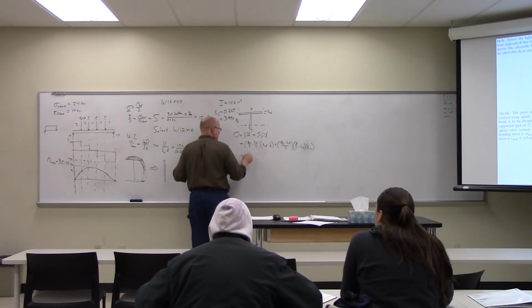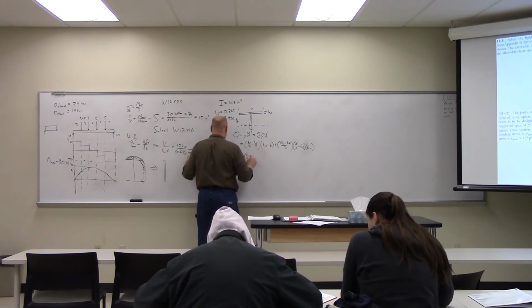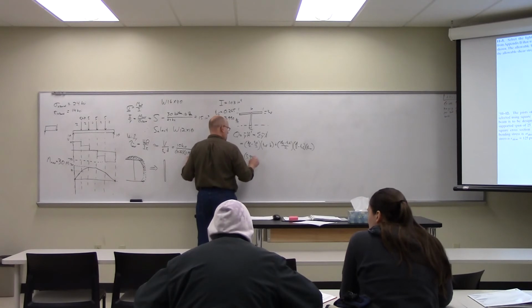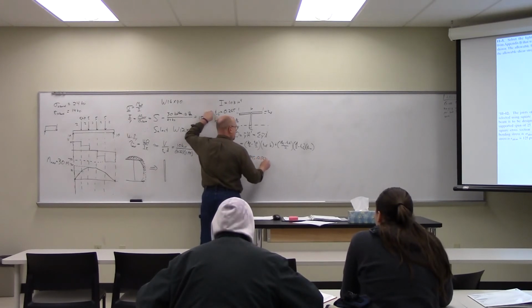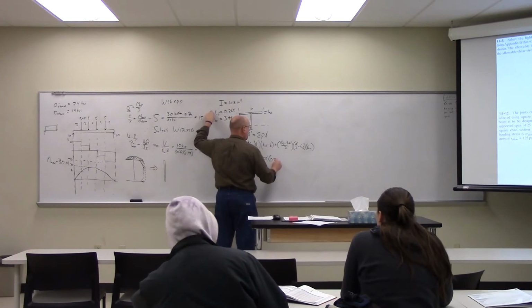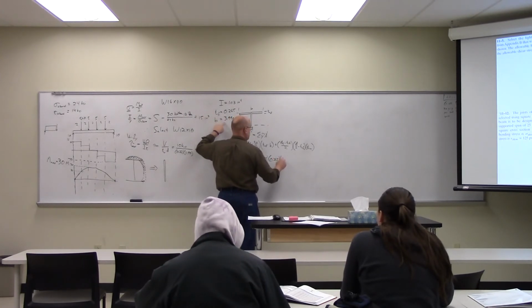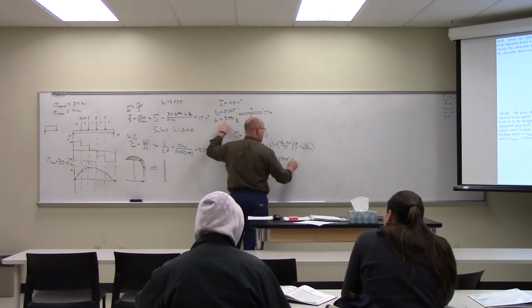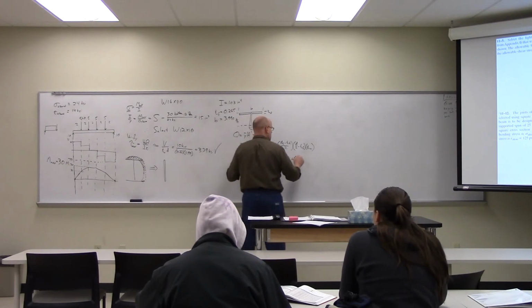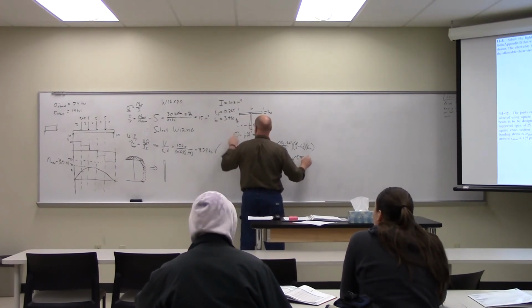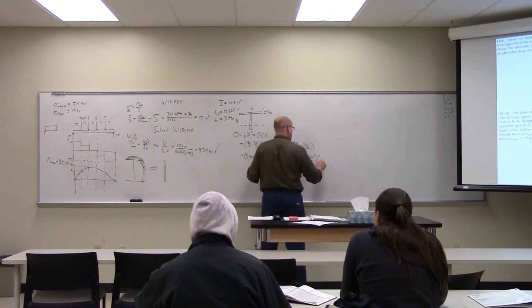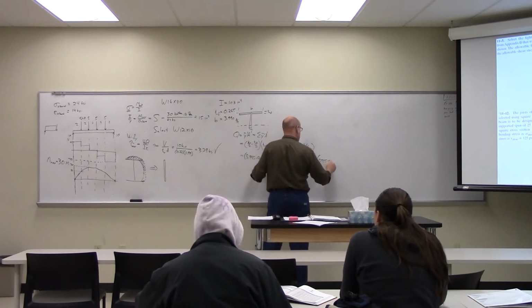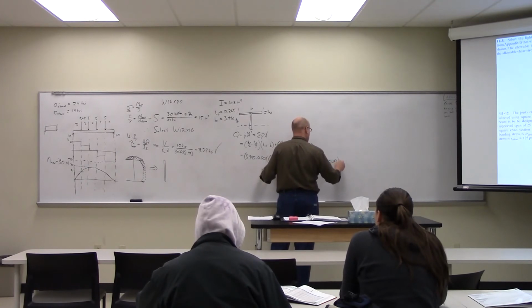D over 2 is 5.995 minus TF over 2, 0.1325, times 0.265 times B, which is 3.99, plus D over 2, 5.995 minus TF, 0.265, divided by 2, times 5.995 minus 0.265 times TW, which is 0.22.